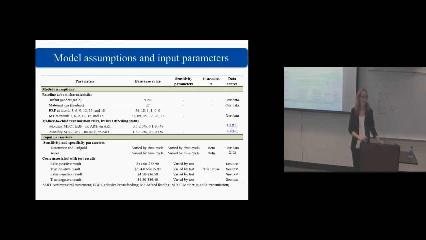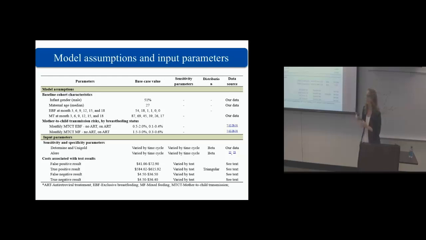Now, for every model, you have to have a set of assumptions and a set of parameters. Because we used our data, we assumed that our beginning cohort of children looked similar to the ones that we had in Malawi. So those are our top baseline cohort assumptions. 51% were male. The median age of the mother was 27 years. And exclusive breastfeeding and mixed feeding was generally high in the beginning, and it waned a little bit.